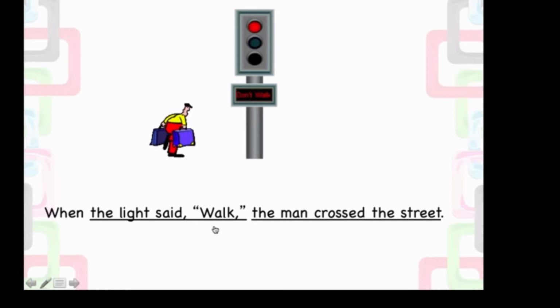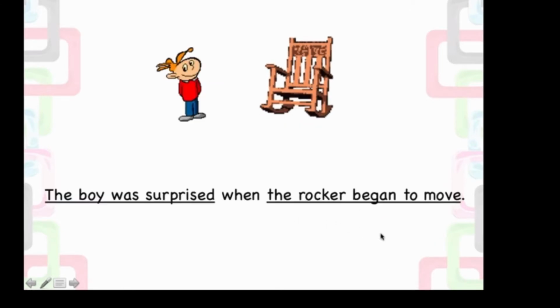Okay, if you guys ended up saying the effect was the man crossed the street, you're absolutely correct. Why? Because the light said walk. That's why he ended up crossing the street. Great job if you guys ended up getting that one. Okay, so our next one here.